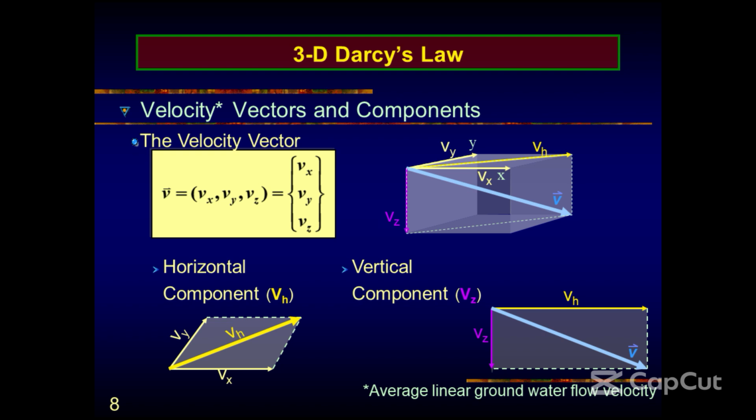The same thing for the vector. You see here, this is the horizontal component, and this is the vertical component, Vz. And this is the overall resultant velocity, which is made up of two components, Vh and Vz. We call it the average linear groundwater flow velocity, which we said is very small, isn't it?